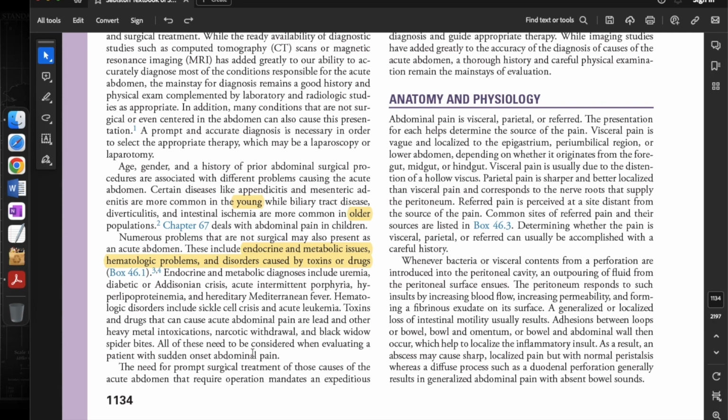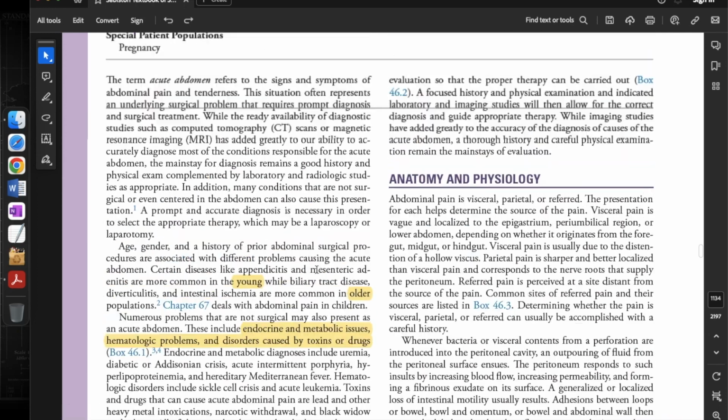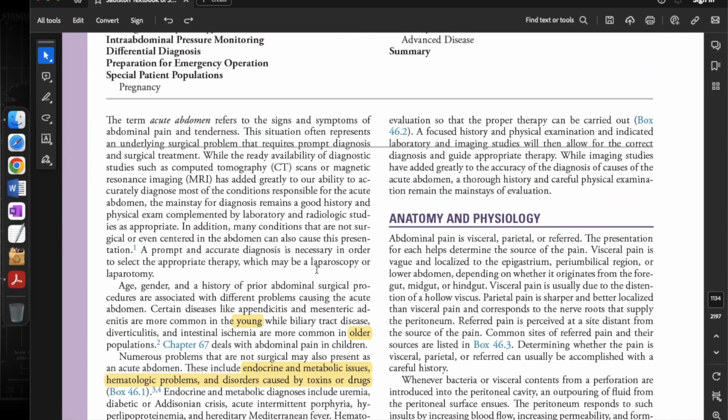Toxins and drugs that can cause acute abdominal pain are lead and other heavy metal intoxications, narcotic withdrawal, and black widow spider bites. All of these need to be considered when evaluating a patient with sudden onset of abdominal pain. The need for prompt surgical treatment of those causes of acute abdomen that require operation mandates an expeditious evaluation so that the proper therapy can be carried out.